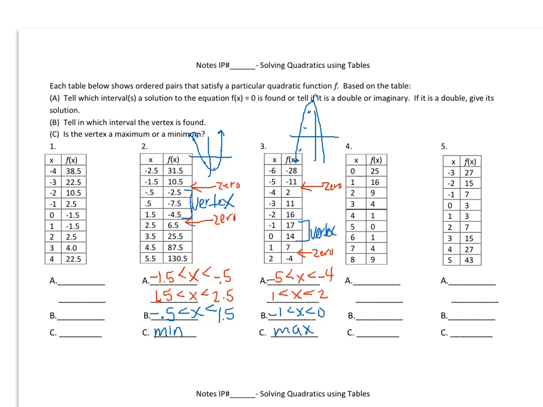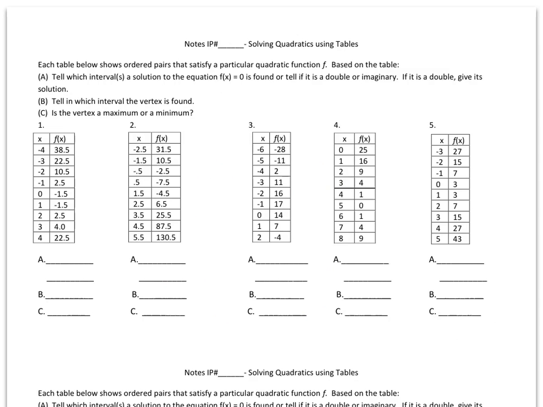So in number 3, you can see it's going up, 11, 16, 17, but then it starts coming back down to 14. So you know that the vertex has to be somewhere in there. Okay, so let's look at number 4 and number 5 now.